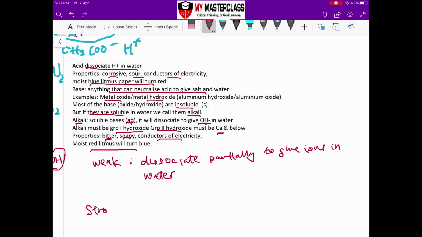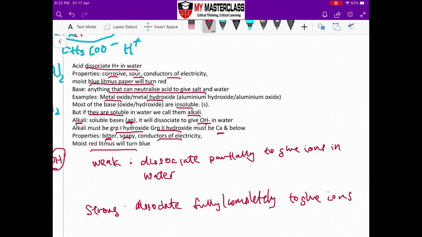And strong acid or strong alkali will dissociate or ionize fully or completely to give the ions in water. Okay, these ions, please write whether it is H plus or OH minus if you are describing acid or alkali.